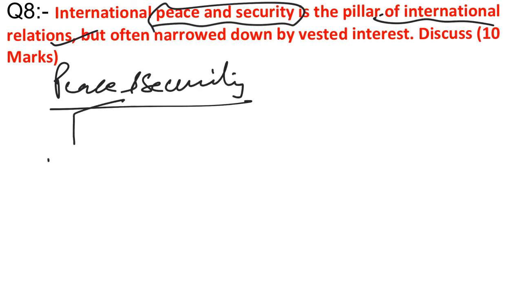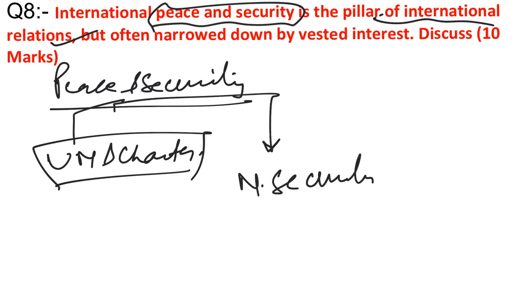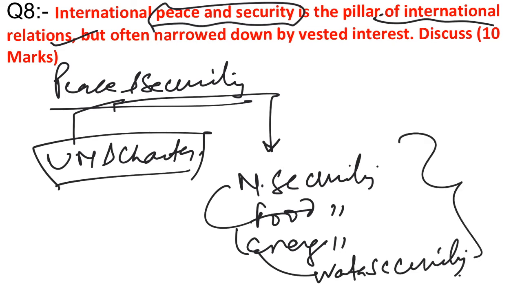After the Second World War, the UN and the UN Charter are the basis of peace and security. It is being considered that the UN is the only organization because of which we have not witnessed the Third World War. And for peace and security, security does not mean only national security. It is also about food security, energy security, and water security. So basically all kinds of security, and there is a certain institution to look into them.